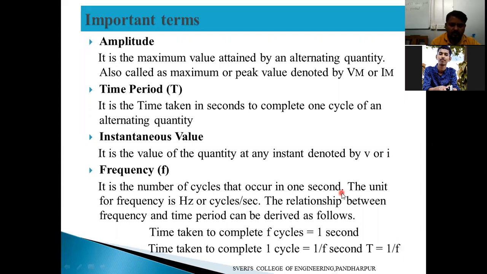Next line, write: It is denoted by F and measured in hertz. Write Hz, hertz, cycles per second. It is measured in hertz or cycles per second. Full stop.